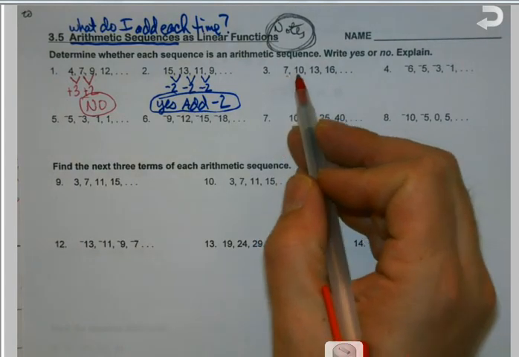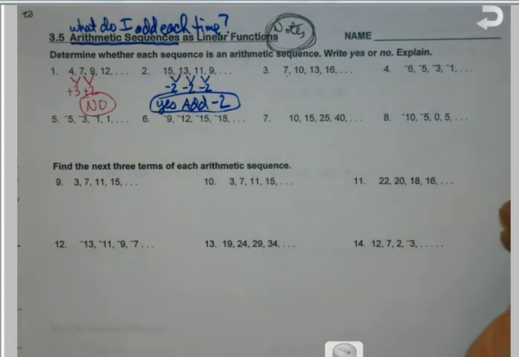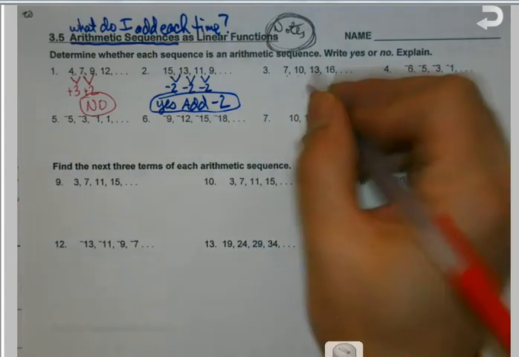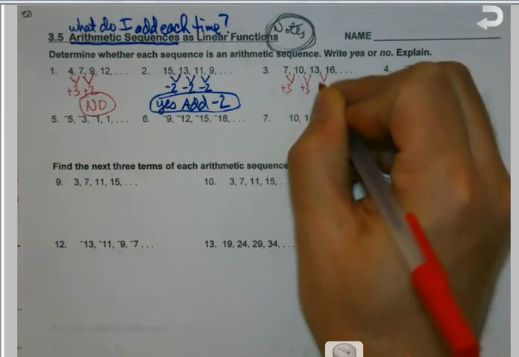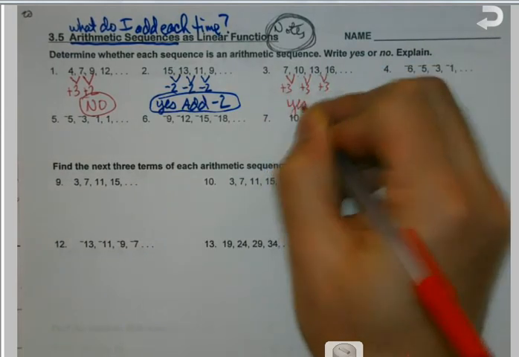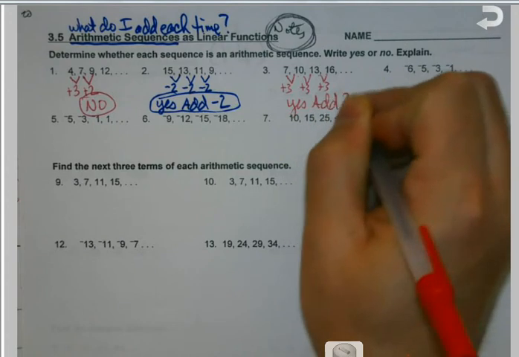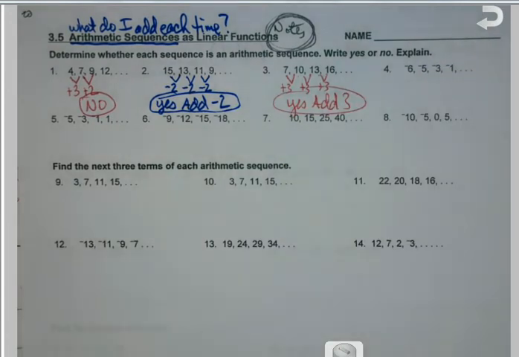So like on number 3, what am I adding each time? 3. Yeah, I keep adding 3 each time. And it works for all of them. It's not like it only works for one of them. So that'd be a yes. And I'd add 3.